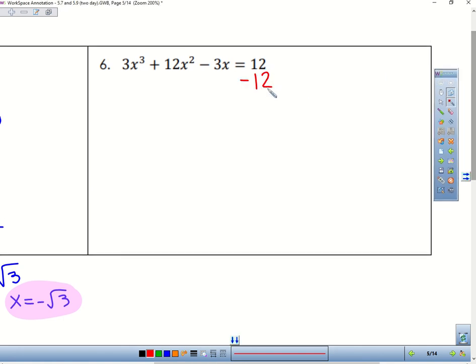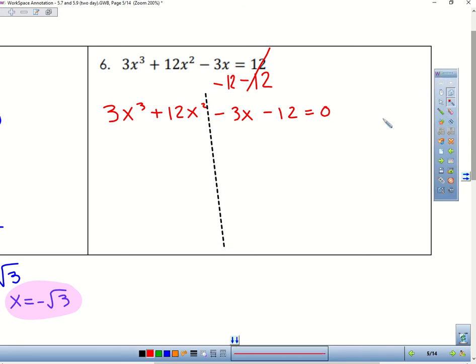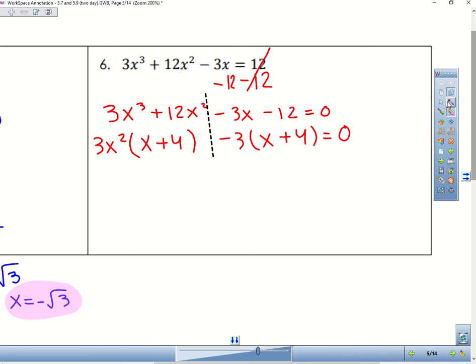So in this grouping, I need to bring over the 12. What's my next step in grouping? Split it down the middle. What can I factor out on the left here? 3x squared. Which leaves me with this. What can I take out over here? Negative 3. See how we get the same thing on both sides now? Which is what we want.